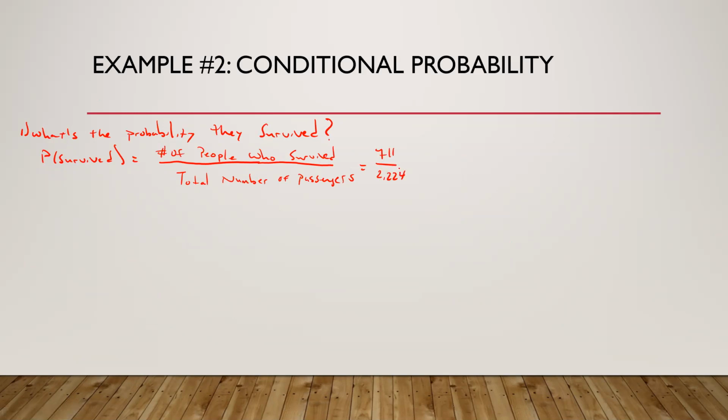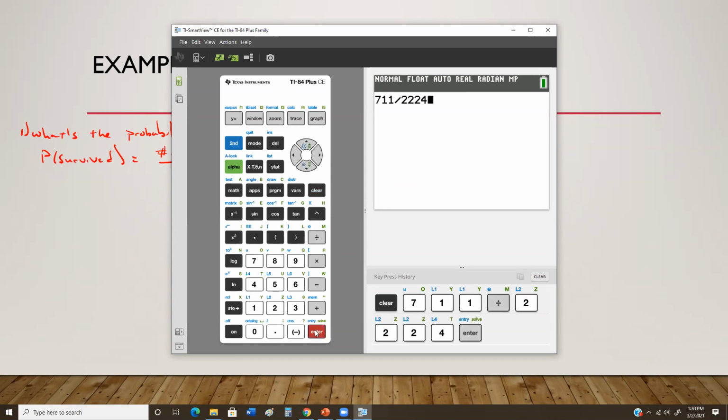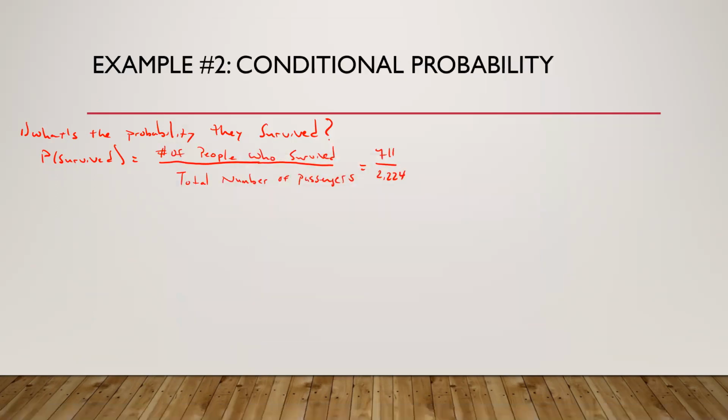So let's grab our trusty calculator. And it looks like when I rounded it, it's like 32%. So it's 0.32. Another way to interpret this, just so we're clear what this means, is 32% of people survived.